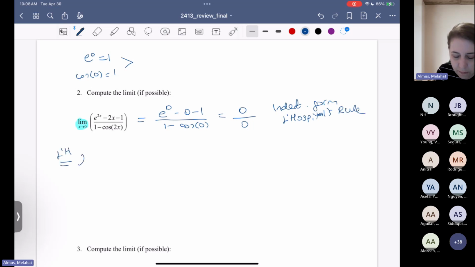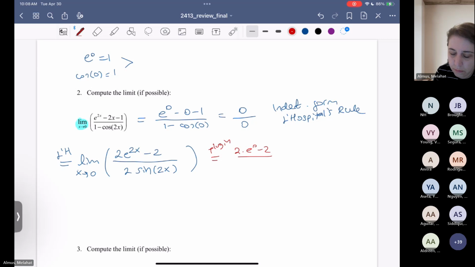Let's write LH. L'Hopital's rule says derivative of the top versus derivative of the bottom separately. Derivative of the top and then derivative of the bottom. And then plug in again and see if you solve your 0/0 problem. Plug in. Oh my goodness, it is still 0/0. That means we're going to use that one more time.